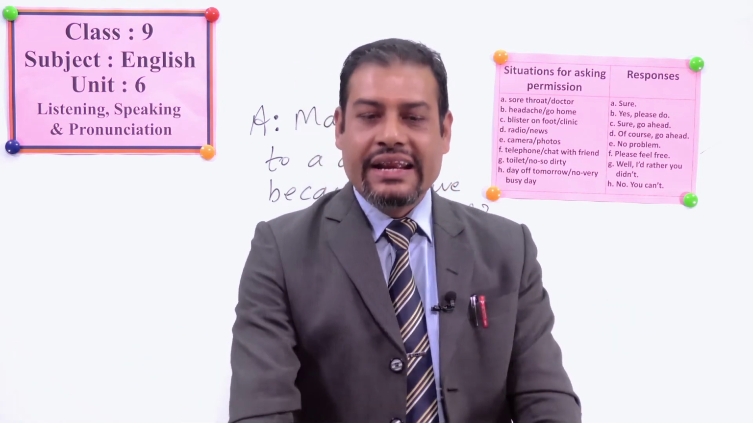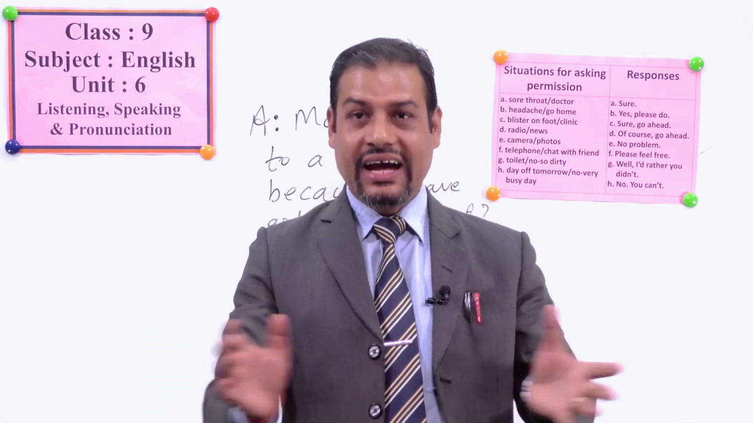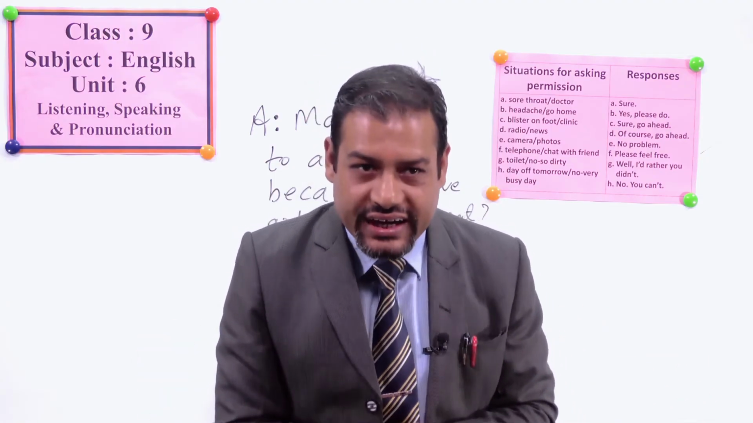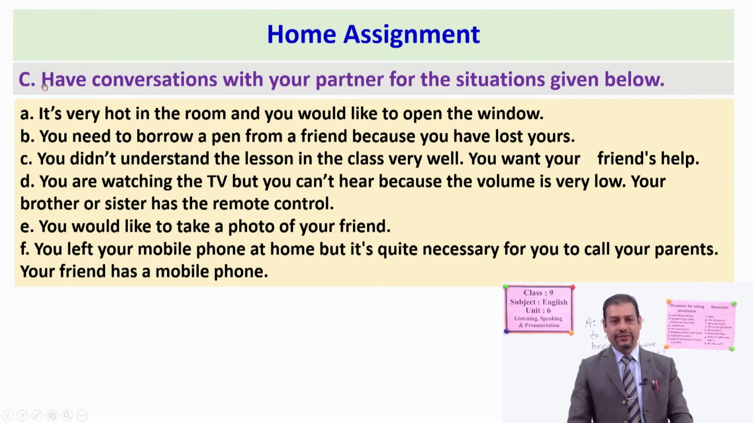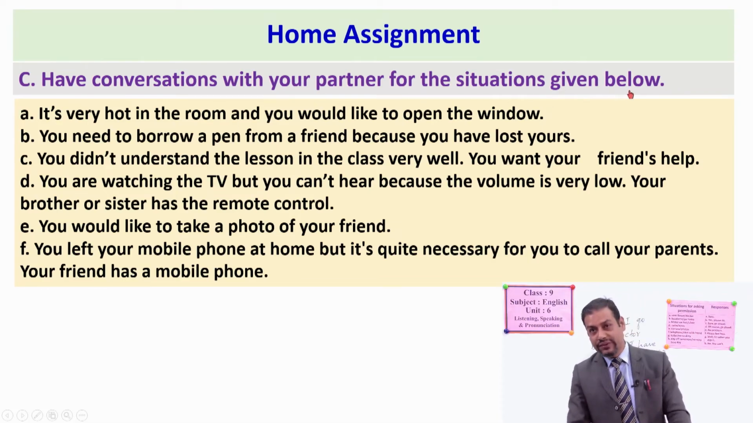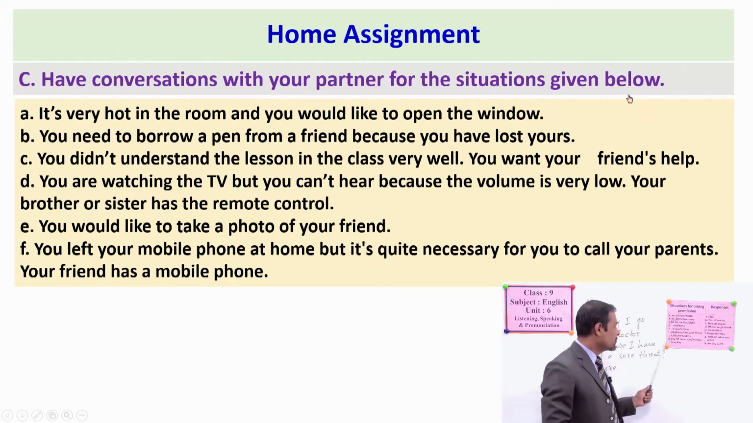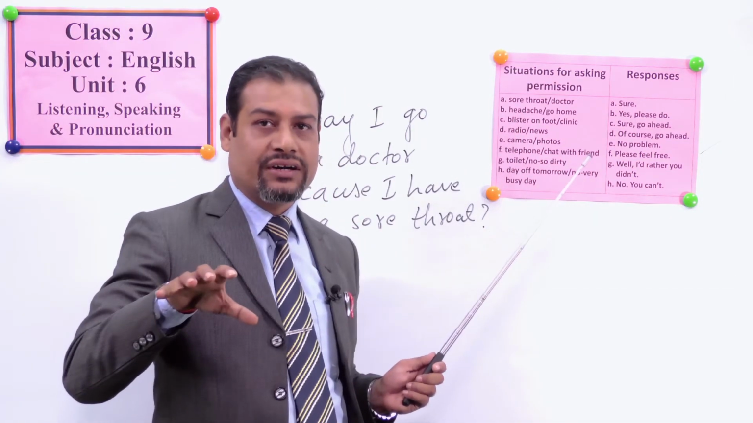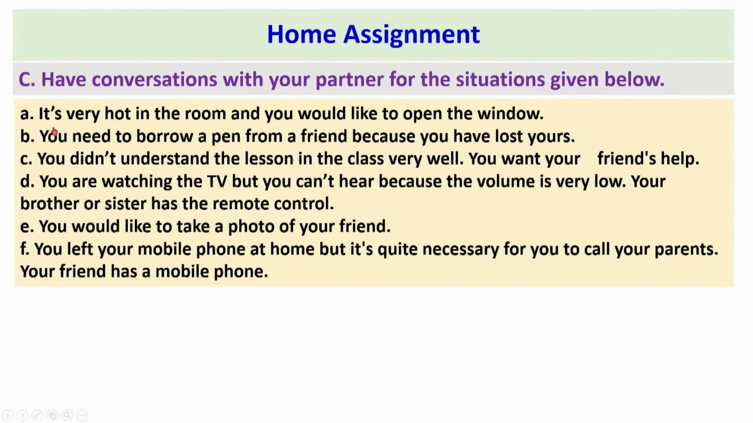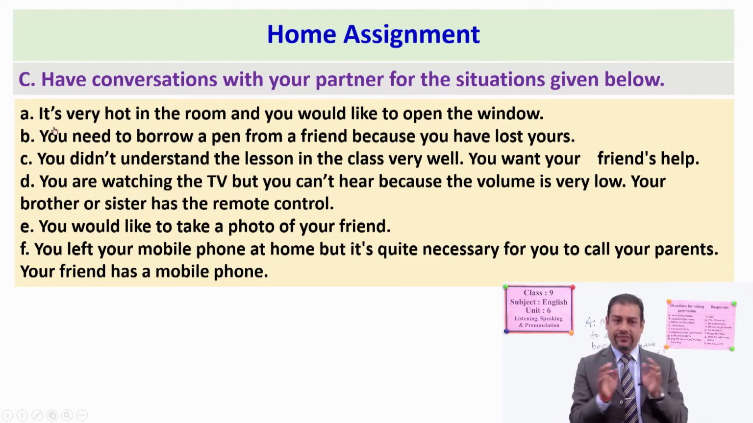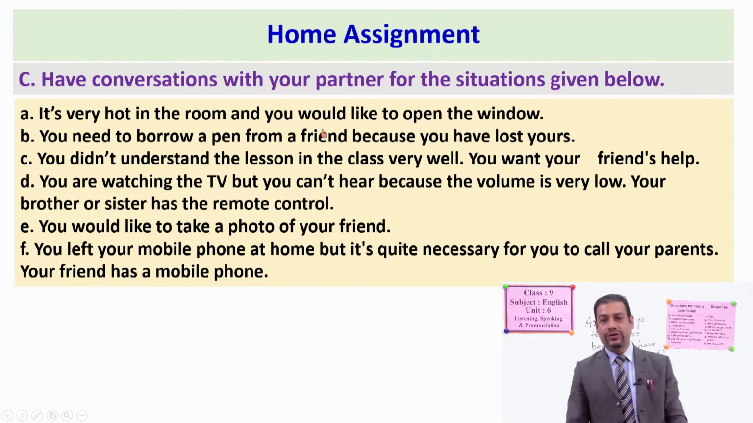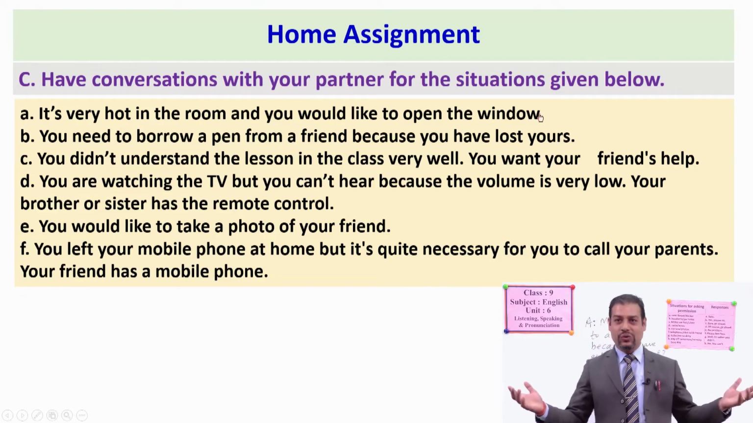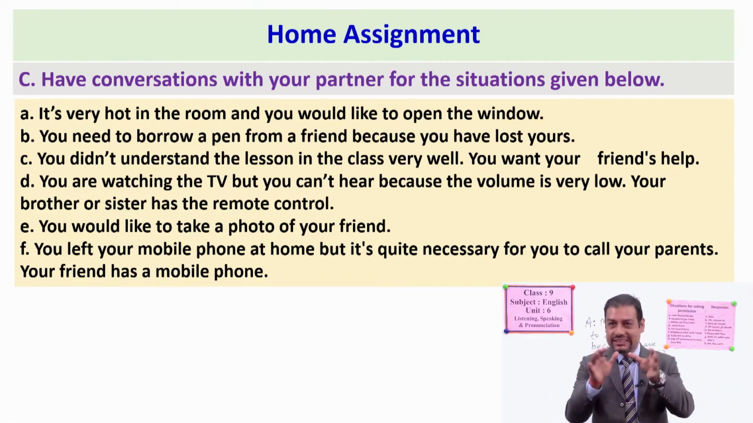Very good. Now after this, I have a home assignment for you again. This task is to have conversations with your partner for the situations given below. In the previous task, the situations were given in short, but here the situations are given completely. For example, A, it's very hot in the room and you would like to open the window. So how can you say? All of you please try to practice asking permission.